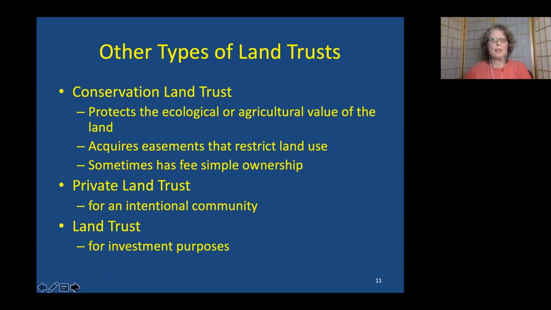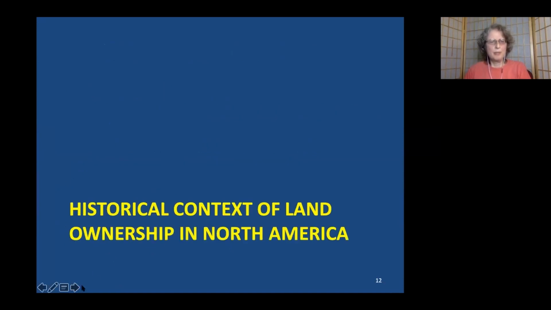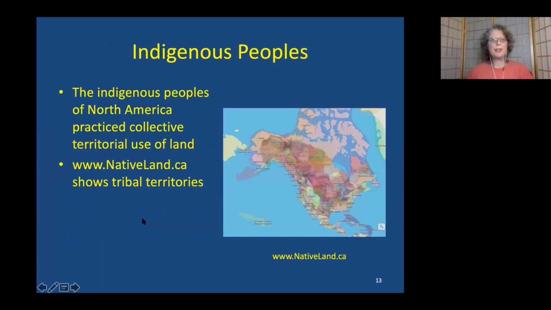So before we go into the nuts and bolts of this, we want to talk about the broader context of land ownership in North America. Historically, the indigenous peoples of North America practiced collective territorial use of land. There's a really cool website called nativeland.ca that shows the tribal territories, and you can type in an address and find out whose territory that is at that address.